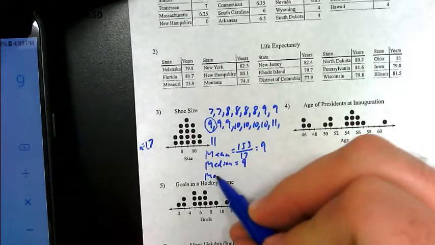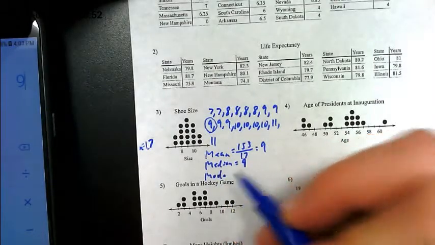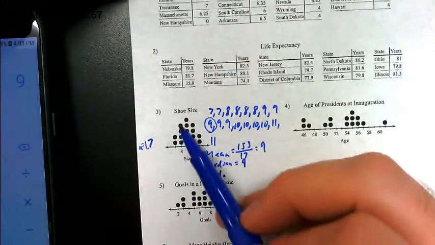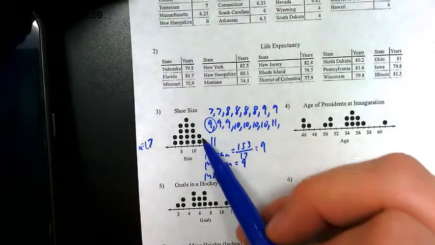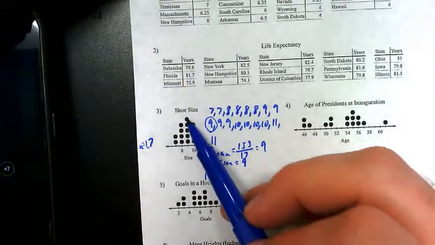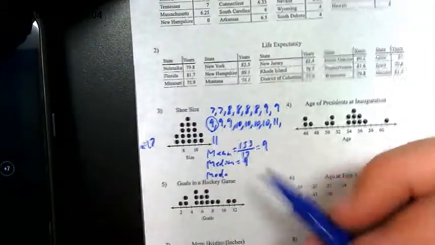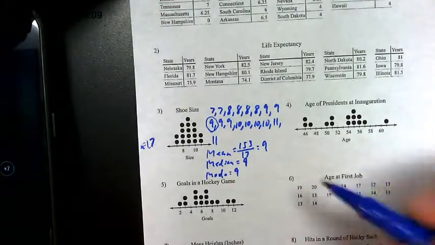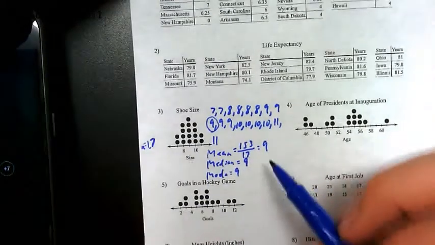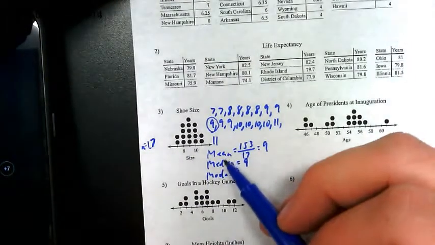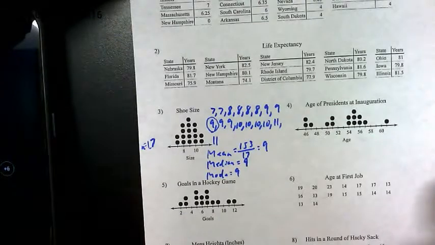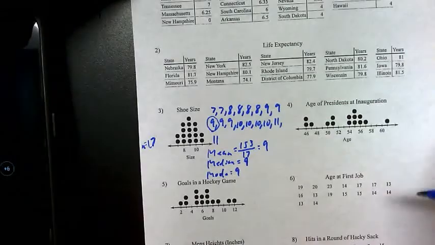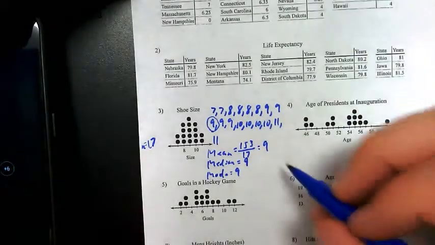The mode is the one that appears the most often. Now, in this case, we have 7, 8, 9, 10, and 11. Well, 9 has the most dots. There's 5 dots there, so 9 also appears the most often. Now, I like this example just because it shows you that you can have the same value for more than one of these things. Now, will you always have the same value? No. And you'll see that on the next problem. On the next problem, you don't get the same value for every single one.